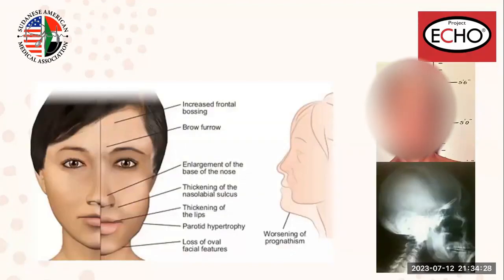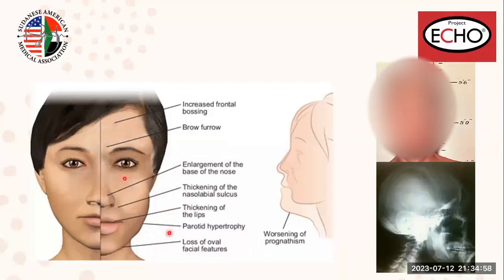This is a picture here, an illustration. On the left side, we have an illustration showing you the difference between a normal size face and an enlarged jaw face. So you have an increased frontal bossing, brow furrow will appear here, enlargement of the base of the nose as well, with thickening of the nasolabial sulcus, thickening of the lips, and parotid hypertrophy and loss of oval facial features.